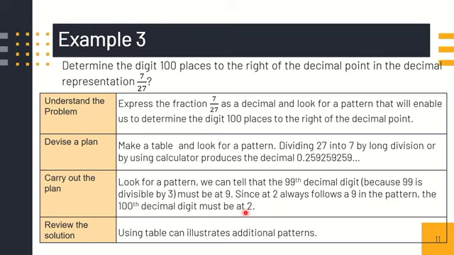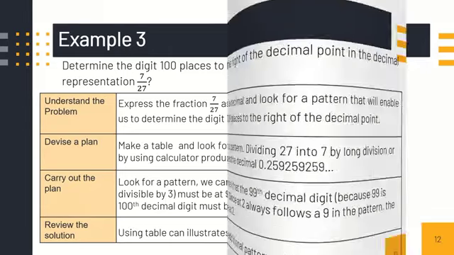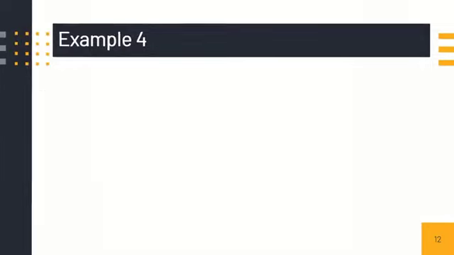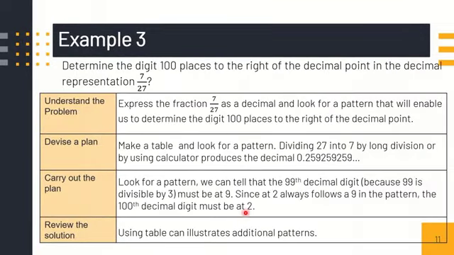Using the table can illustrate additional patterns. So hindi ko na ipapakita sa inyo yung table. Malinaw naman, no? Malinaw naman na ang pang 100 places is 2.